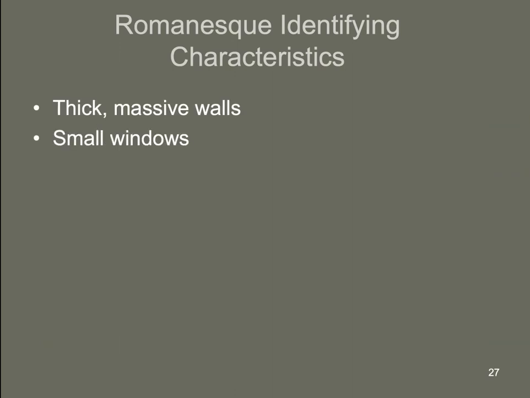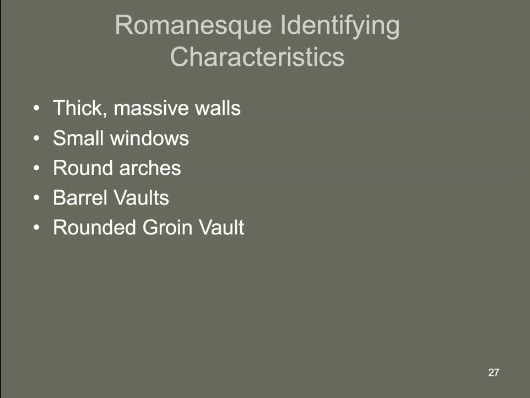So Romanesque identifying characteristics include thick, massive walls, small windows. Because you have the thick, massive walls, you can't have large windows or else the walls would fall because they didn't have enough support. You're going to see rounded arches and barrel vaults. Rounded groin vault. So the groin vault is going to happen when you have the transept and the apse crossing each other.